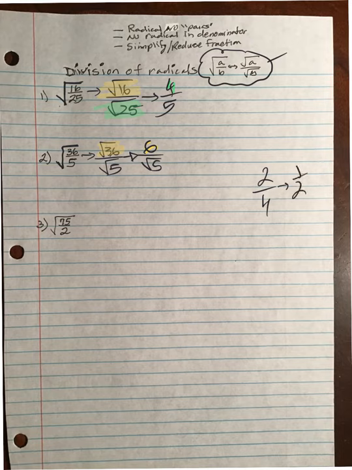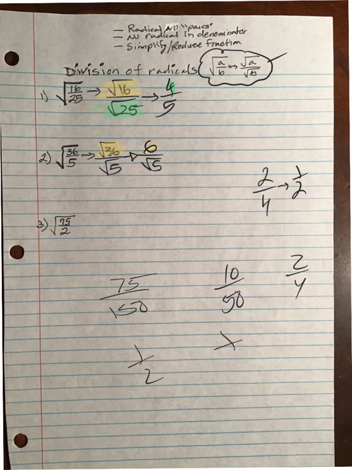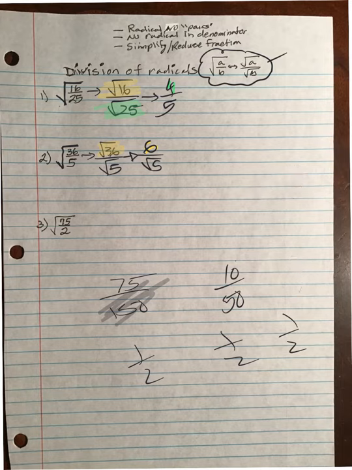Because that way, if I have 10 over 50 and you have 75 over 150 and I have 2/4, we don't realize these all have the same answer. And so it's hard to compare and contrast if we're not leaving everything in a simplified, reduced format. So these are things that we all agreed that we would do. We agreed, as in the mathematical community, that we would not leave a radical in the denominator.